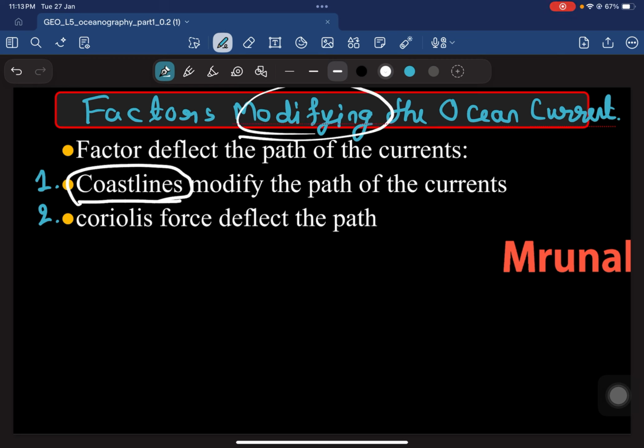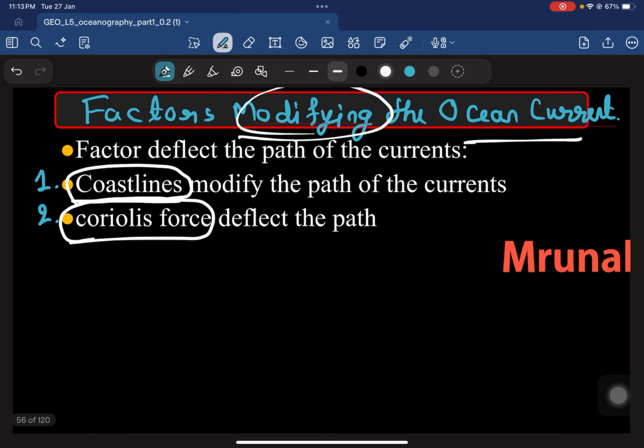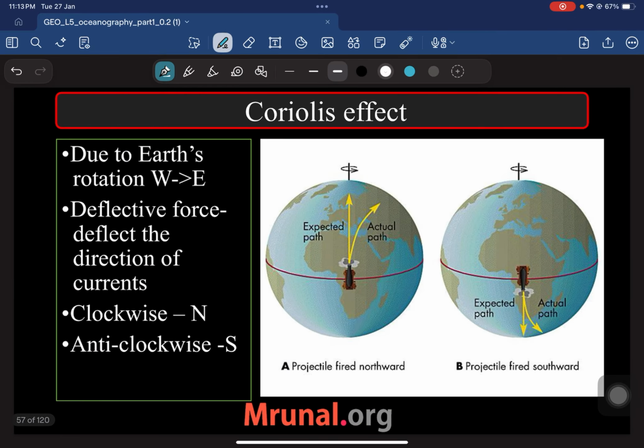Next reason, I told you, I will discuss: Coriolis force. This is the reason ocean currents get deflected. This Coriolis force is a very interesting and very important topic. First one is coastline, understood? Next one is Coriolis force. I am discussing Coriolis force now. Please focus.